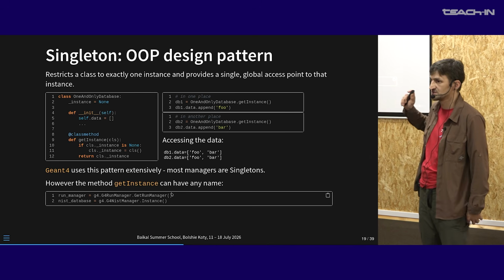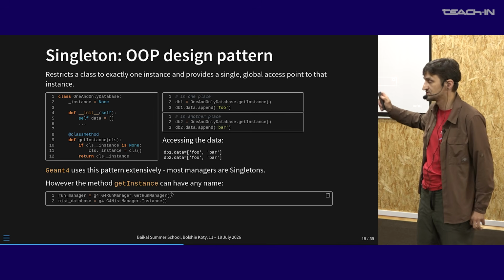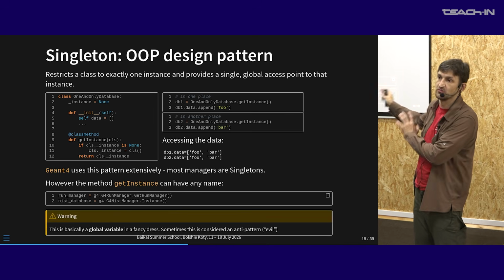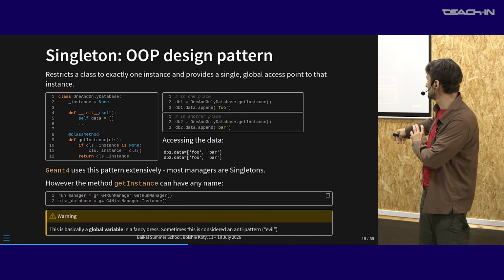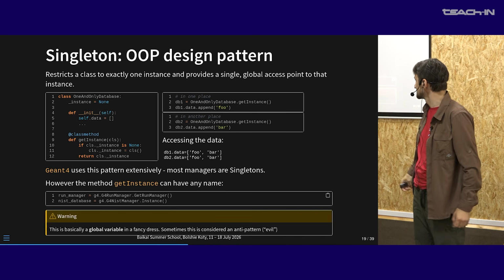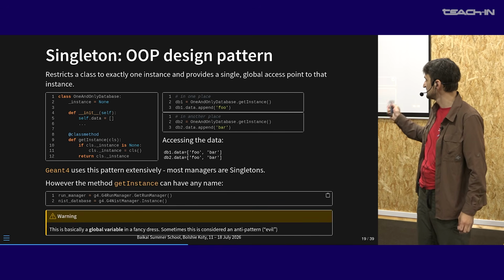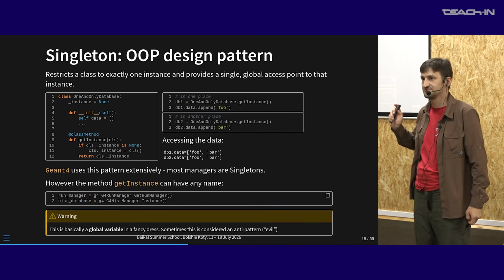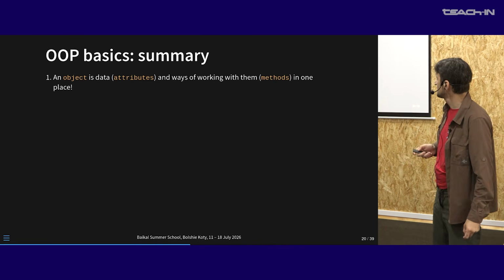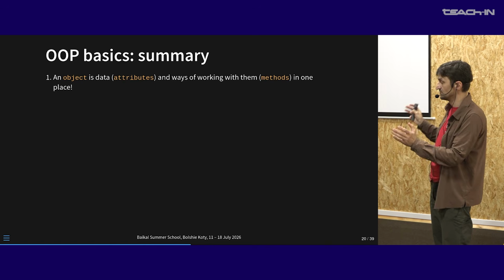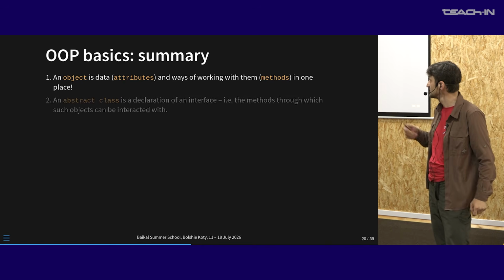So singleton means that there can be only one, and you can access it from everywhere. Actually, this is basically a global variable in a fancy dress. So sometimes it's considered bad practice, but it's there everywhere. Okay, so object is attributes plus methods in one place, and it's a convenient thing.